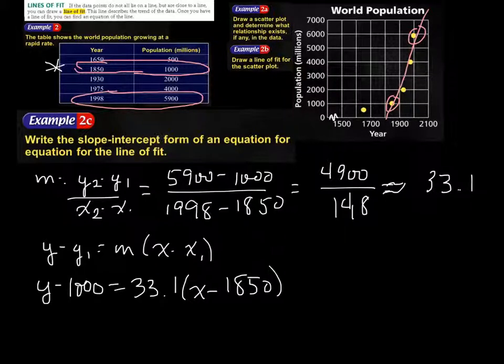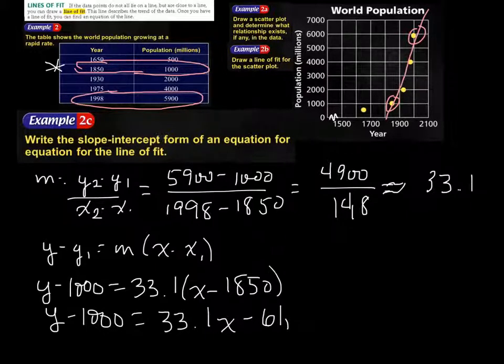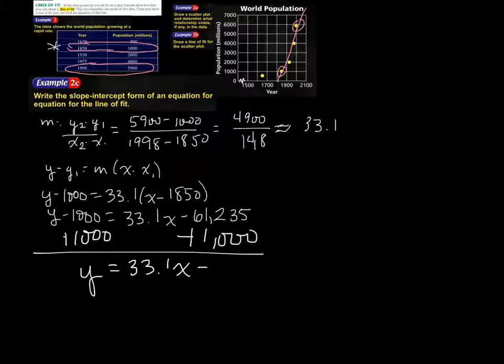So we're going to have y minus 1,000 equals 33.1x minus 61,235. We add 1,000 to both sides, we get y equals 33.1x minus 60,235.